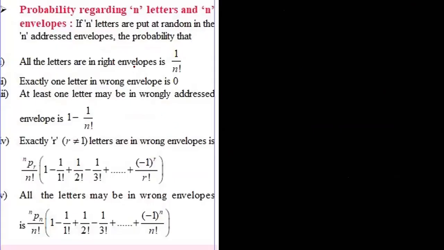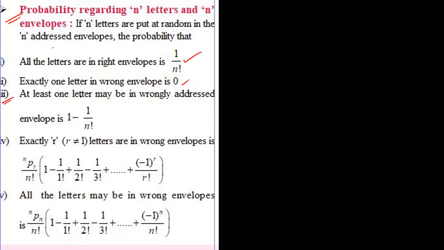Yeah. Dear students, see, probably regarding n letters and n envelopes. If n letters are there, this concept is what you know? A derangement concept. All the letters are in right envelopes is 1 by n factorial. Sample space is what here? How many ways can arrange the letters? n factorial. But all the letters in the right envelopes means only one way, the favorable case. That is the answer. So exactly one letter in wrong envelope means what? That is not possible. 0.